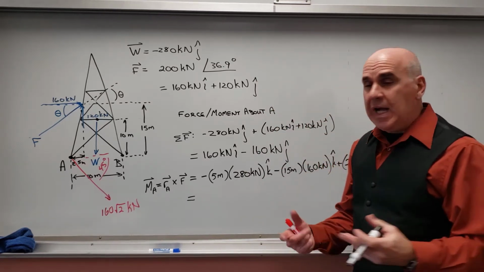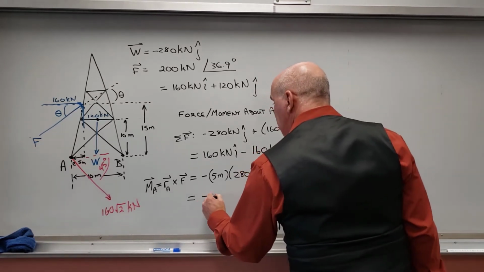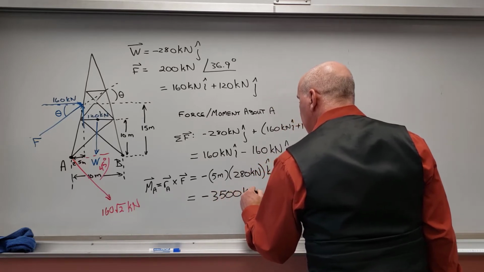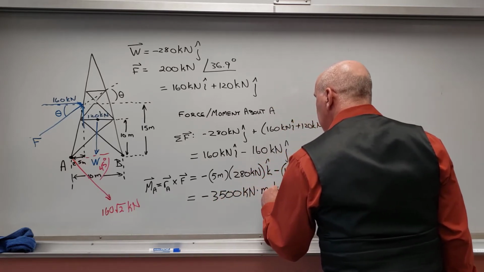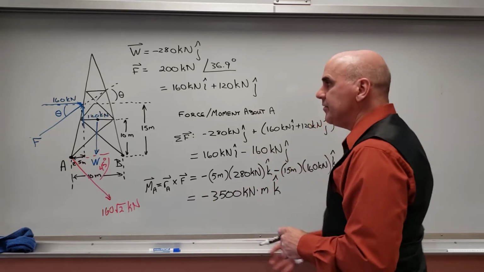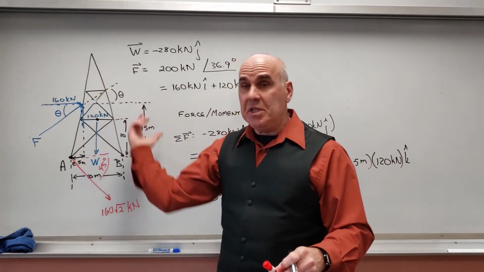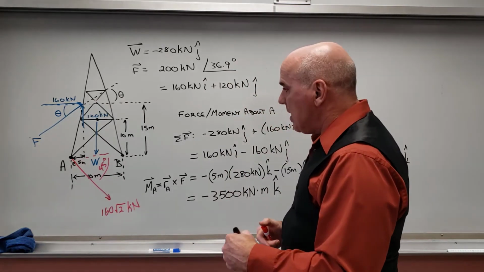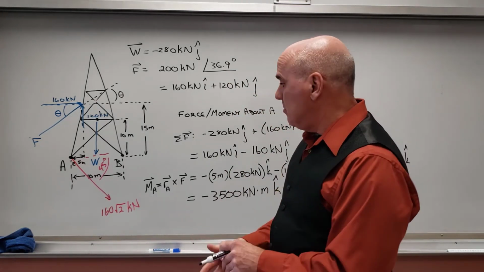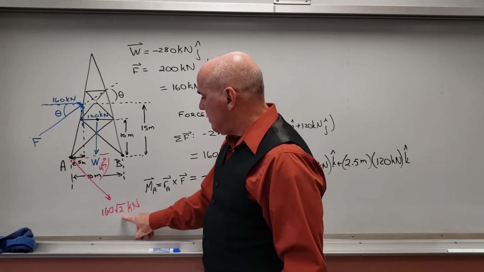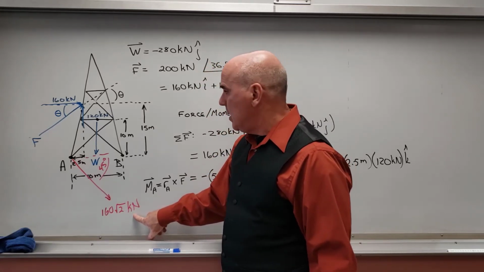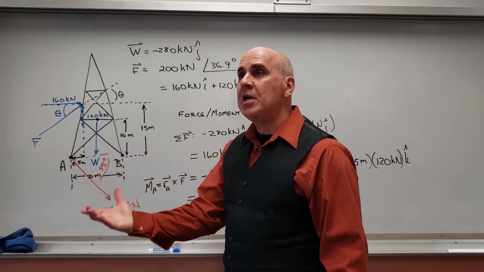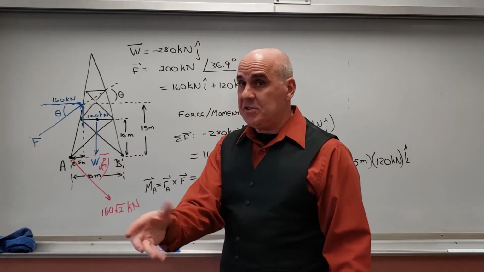And if I sum those out, I should get, if I did my math right, and you are welcome to check me, 3,500 kilonewton meters in the k hat direction, and it's negative. So the net moment is going to be clockwise. And so my equivalent force couple system would be a force of 160.2 kilonewtons located at A, because I'm finding the equivalent force couple system around A, that's very specific.